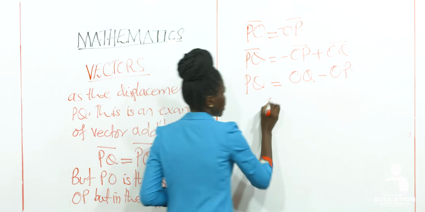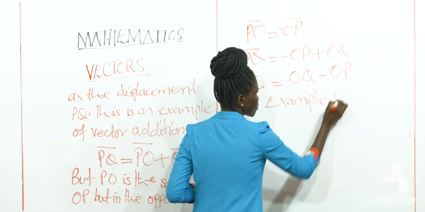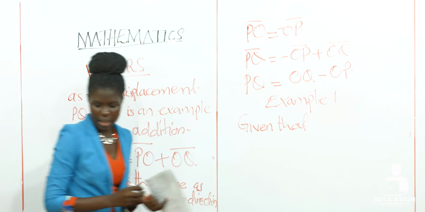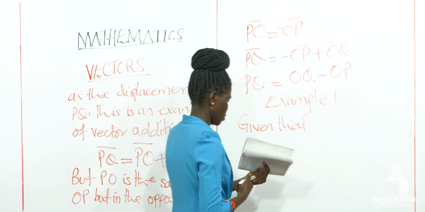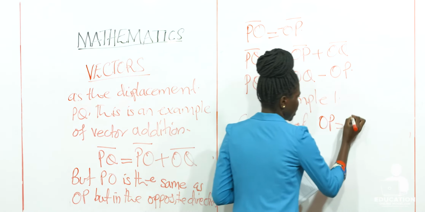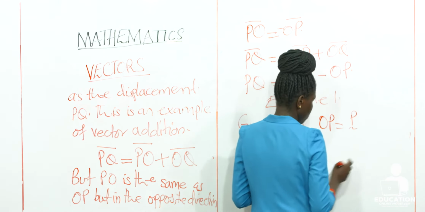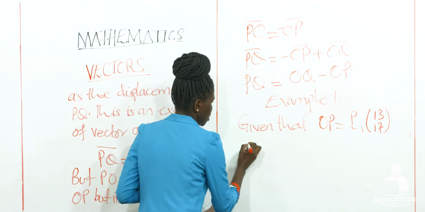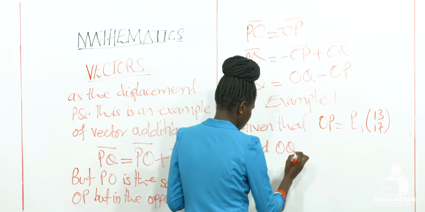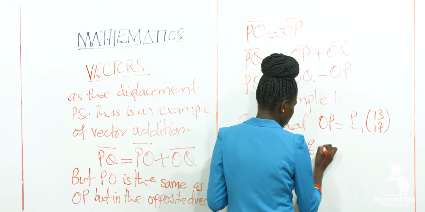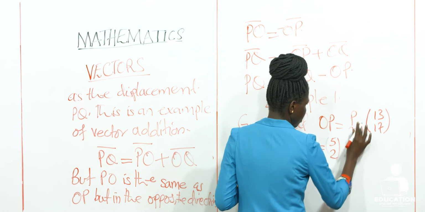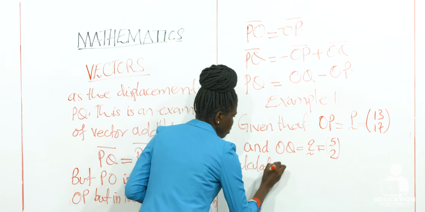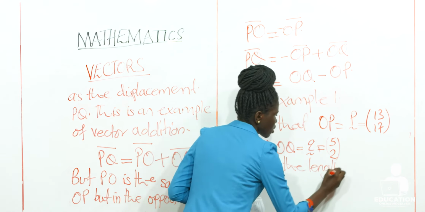Let's take an example. Let's say example 1. Given that OP is equal to P, and the value for that is (13, 17), and OQ is equal to Q, which is also equal to the value (5, 2). Calculate the length of PQ.